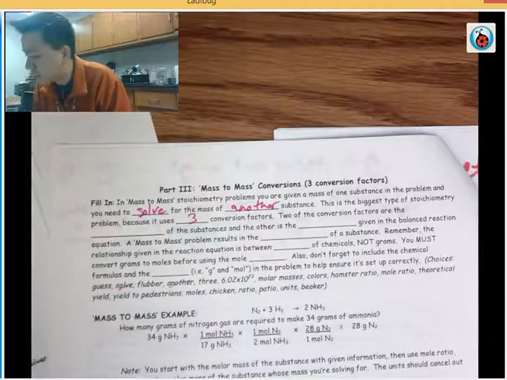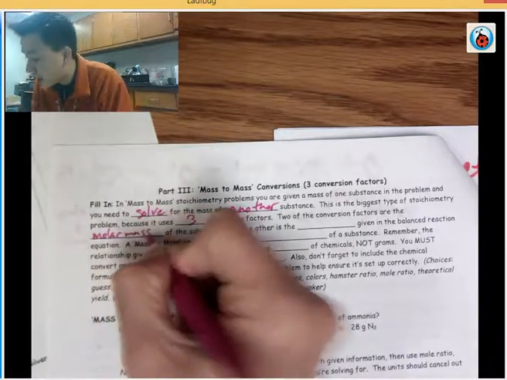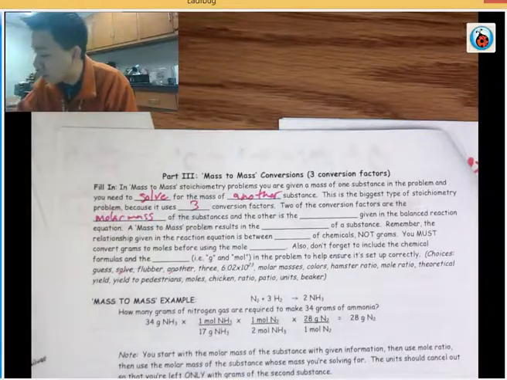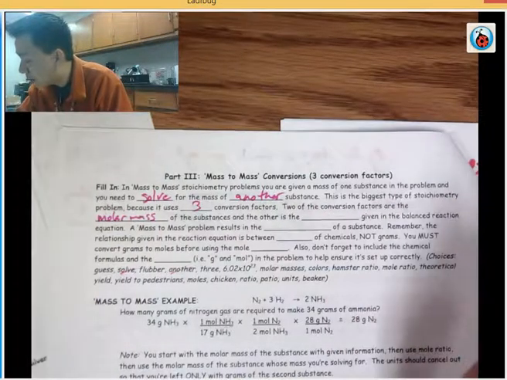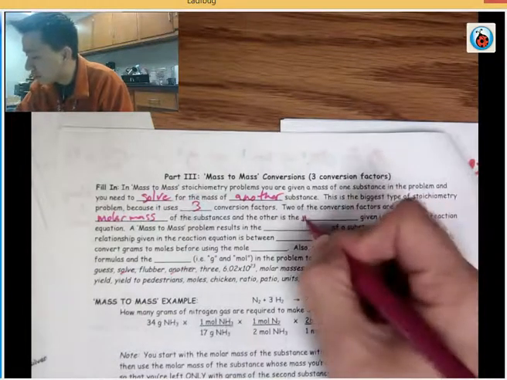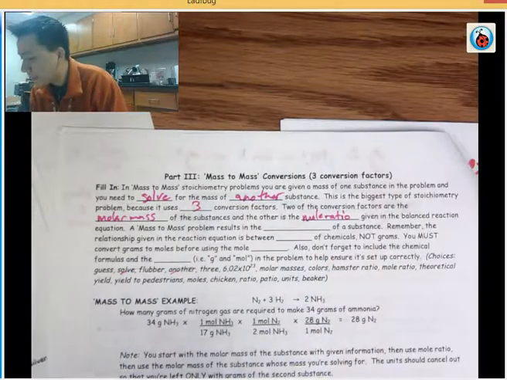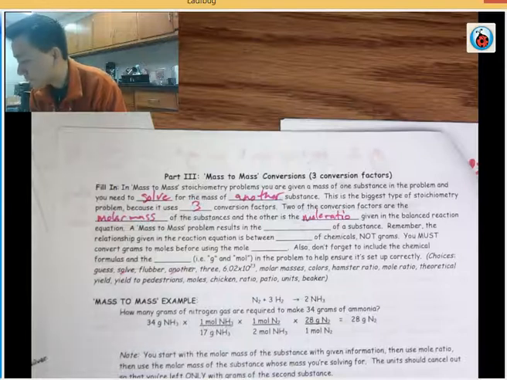Two conversion factors are the molar masses of the substance, and of the other substance, and the other is given in the reaction. It is the mole ratio.